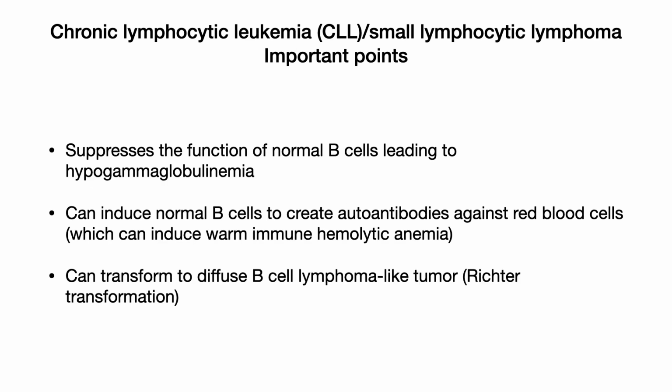So chronic lymphocytic leukemia, SLL, important points, I think. As I said, it can cause a hypogammaglobulinemia, and that's because it suppresses the function of normal B cells. But it can also induce normal B cells to produce autoantibodies, which could lead to a warm autoimmune hemolytic anemia. And one important thing about it is, CLL and SLL are pretty indolent, but they can transform. They can transform into a lymphoma-like, more aggressive neoplasm, which is called Richter's transformation.